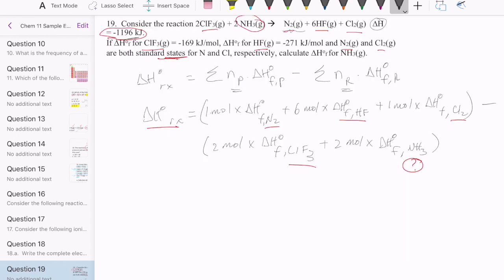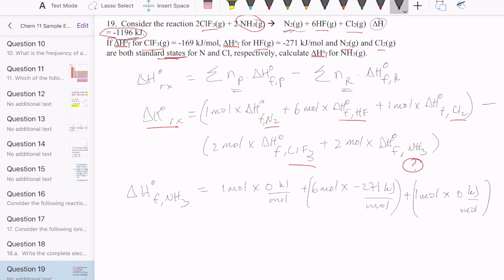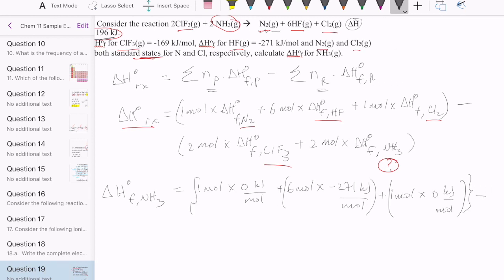So let's do that. The delta Hf of NH3 is equal to 1 mole times delta Hf of N2. Now that's just 0 kilojoules per mole, plus 6 moles times the delta Hf of HF, and that's going to be negative 271 kilojoules per mole. And then we have one more product, which is 1 mole times 0 again, because that's another standard state for our product. So that's all my product, and then I'm going to subtract from that.